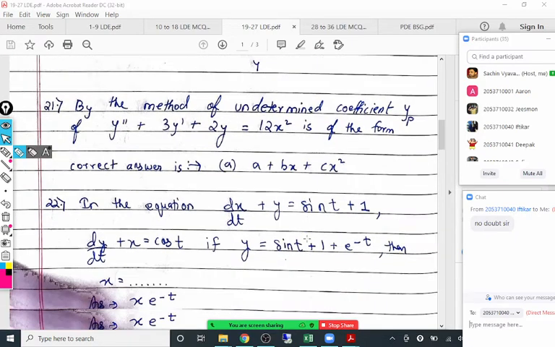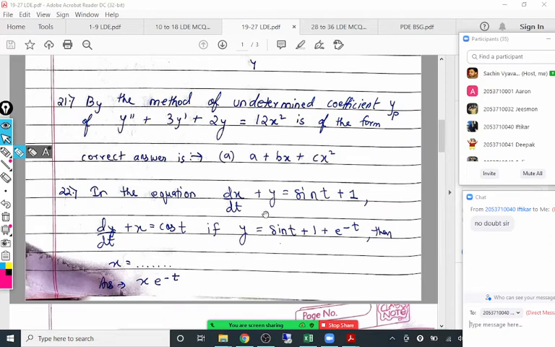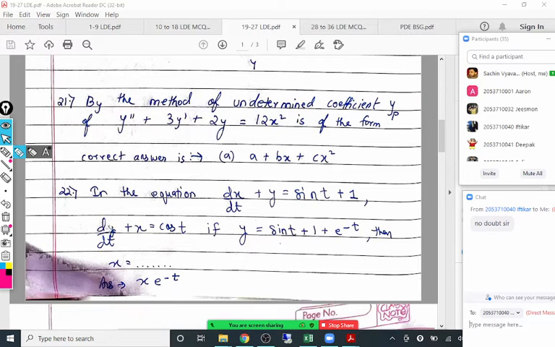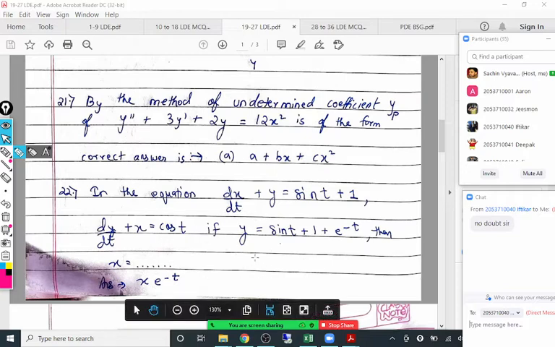We discussed that already. In the system dx/dt + y = sin t + 1 and dy/dt + x = cos t, if y = sin t + 1 + e raised to minus t, then what is x? You can clearly observe this is the value of y. Calculate dy/dt, replace it in the second equation and simplify for x, and you will get the answer. Okay, you can do that.